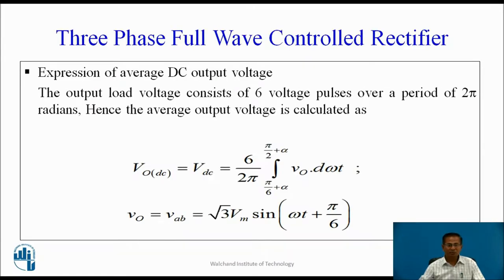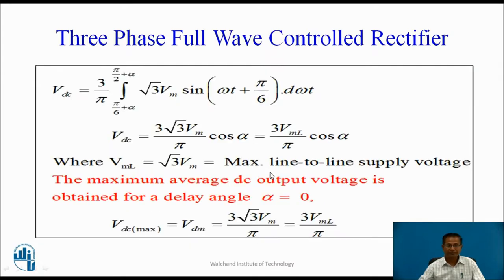Expression for average DC output voltage. The output load voltage consists of 6 voltage pulses over the period of 2 pi radian. Hence, the average output voltage is calculated as V0 DC equal to VDC equal to 6 upon 2 pi, with limits of integration pi by 6 plus alpha to pi by 2 plus alpha, V0 d omega t. V0 is equal to the line voltage VAB, equal to root 3 Vm sin of omega t plus pi by 6. Now substitute the value of V0 in our main equation. After solving this, we obtain VDC equal to 3 root 3 Vm upon pi cos alpha, equal to 3 VML upon pi cos alpha, where VML equal to root 3 Vm is the PIV, the maximum line-to-line supply voltage.